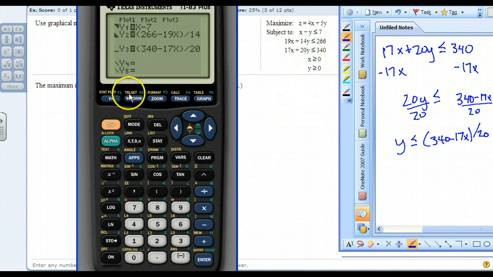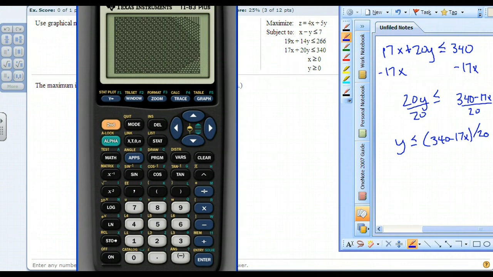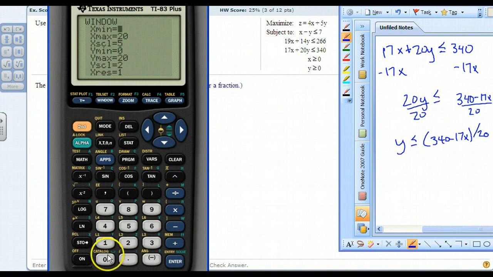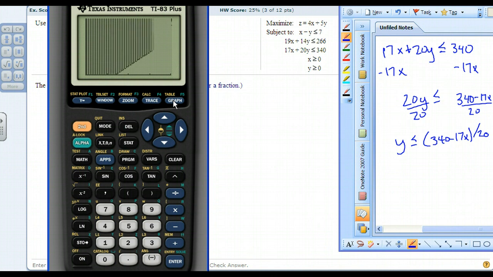Alright, now this time we'll have to play around with our window a little bit. Using the last window, the negative 10 to 10, we don't see a definite region. We don't see all those turning points of this solid region right here, so we need to play with our window. Alright, I'm going to change this to 0 to 20. I'm using x scale 5, you can leave it 1. And then my y is also going to go from 0 to 20.